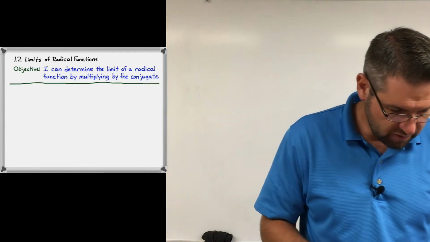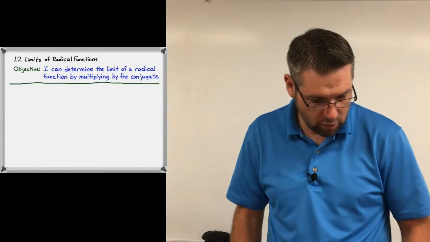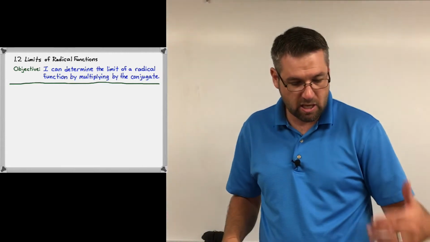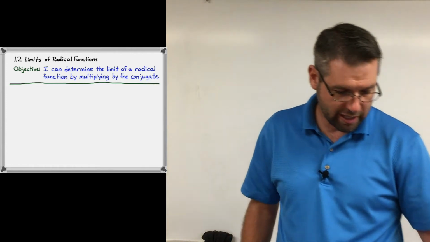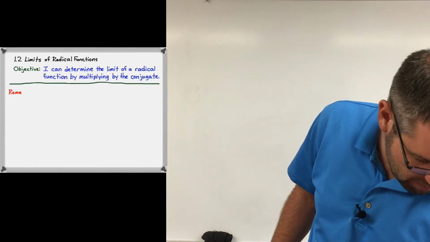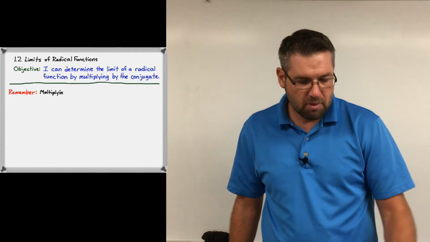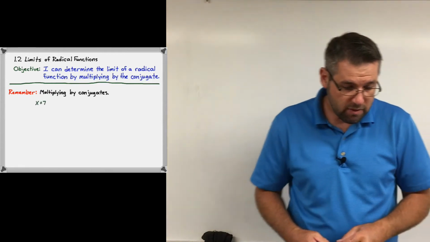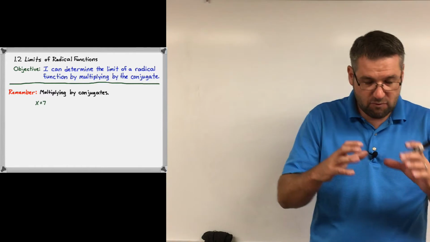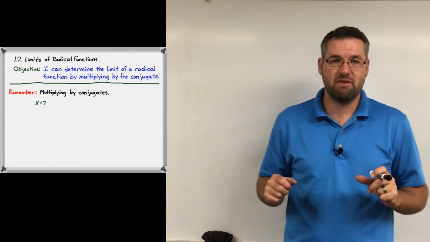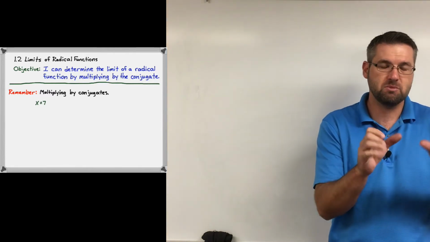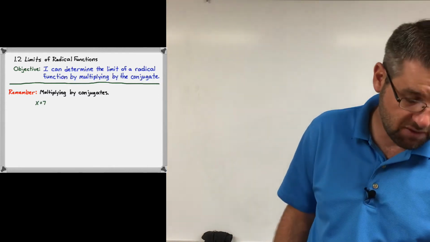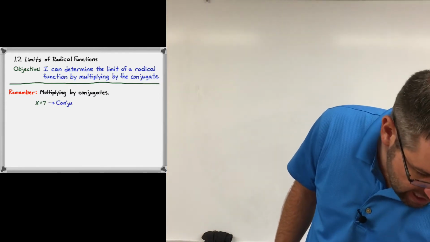So our goal is to figure out the limit of a function that might have radical expressions in it by multiplying by the conjugate. It's pretty straightforward. But first, before we do that, remember conjugates. What is a conjugate? If you have a binomial, the conjugate of that uses the same two terms, but you just change the sign or the operation in between them. So the conjugate of x plus 7 is x minus 7.